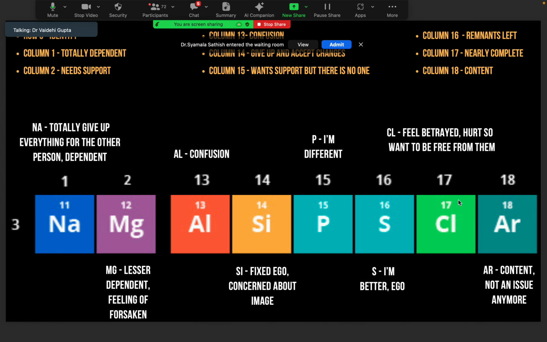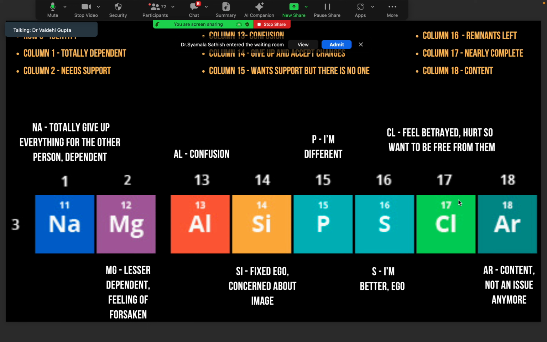Row 3: sodium, magnesium, aluminium, silicon, phosphorus, sulfur, chlorine, argon. So it is a phase of identity. Sodium, they totally give up everything for the other person, dependent. Like when a couple is going to a wedding ceremony, the packing of the husband will be done by his wife, or the shopping will be done by his wife. What he will wear will be decided by his wife. So he is completely dependent on his wife for such things. That is total dependence.